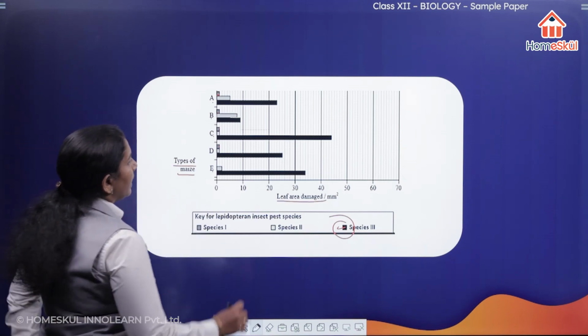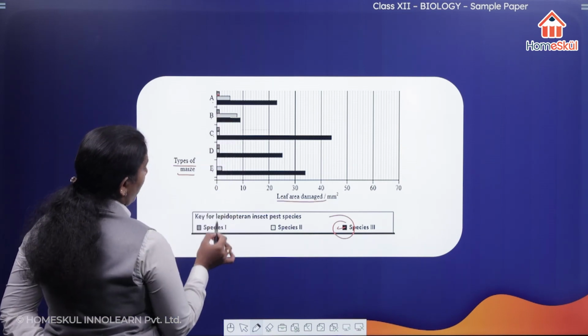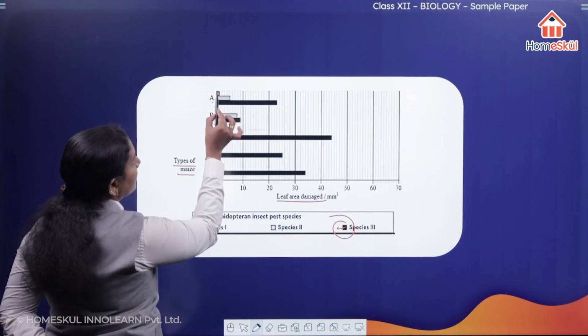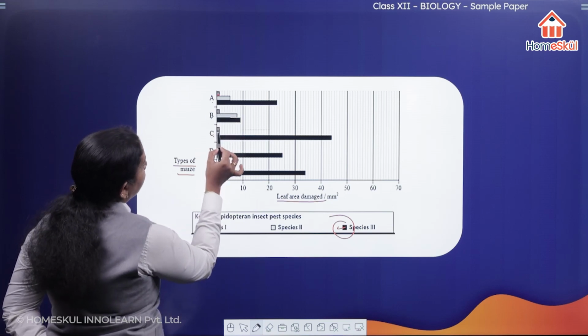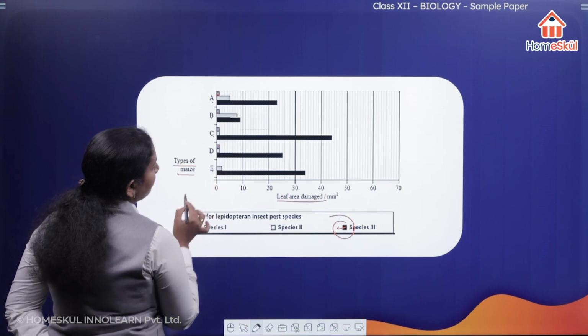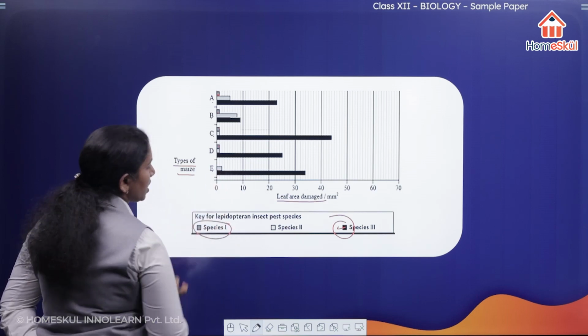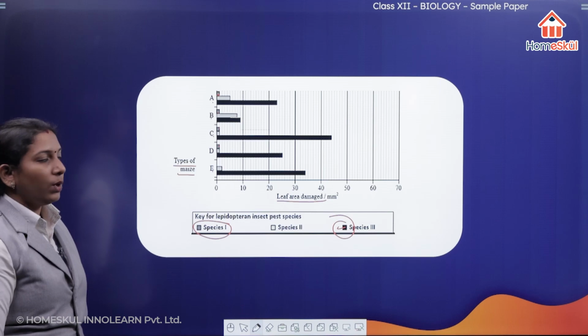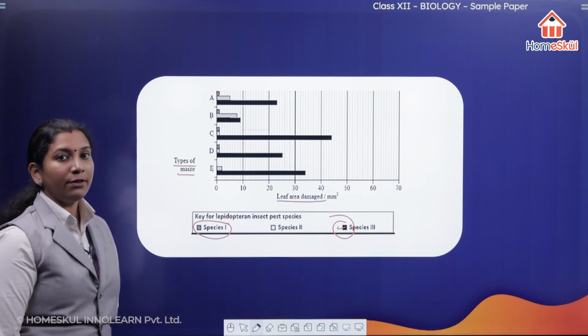Here you can see that it is species 1. Species 1 is present in field A, in 2, 3, and 4. But in the last field, we cannot find any species 1. Is it true? Right. So, what is the reason for that?